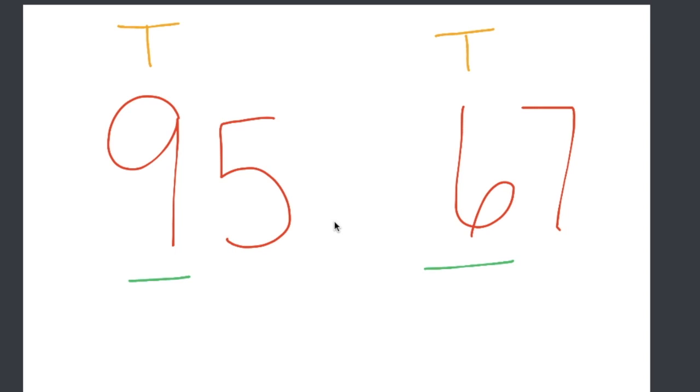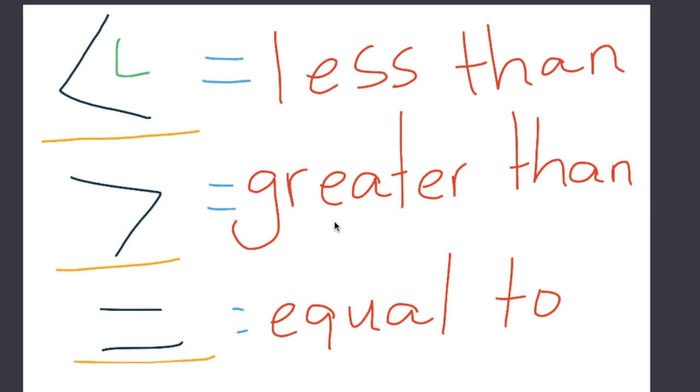Which symbol would I put in the middle? Would I put greater than, less than, or equal to? Because remember, the alligator wants to eat the biggest number.